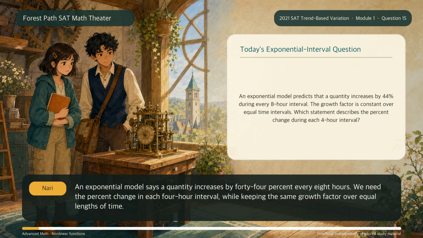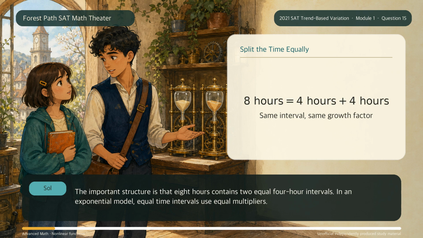An exponential model says a quantity increases by 44% every 8 hours. We need the percent change in each 4-hour interval, while keeping the same growth factor over equal lengths of time. The important structure is that 8 hours contains 2 equal 4-hour intervals. In an exponential model, equal time intervals use equal multipliers.